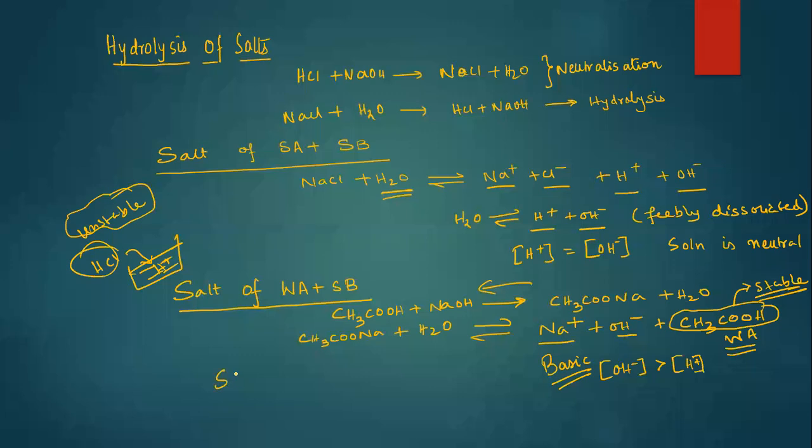If you want to go for strong acid plus weak base, it will be H plus more than OH minus. Similarly, you can prove it, and the solution will be acidic.